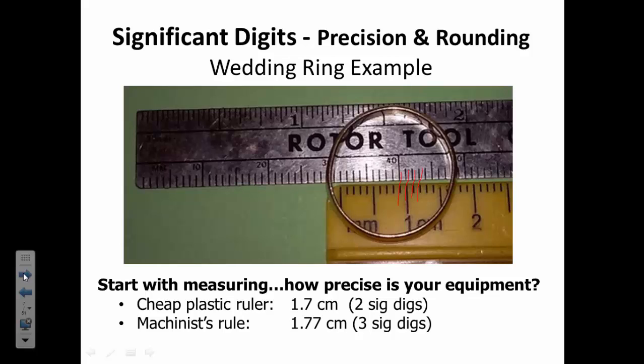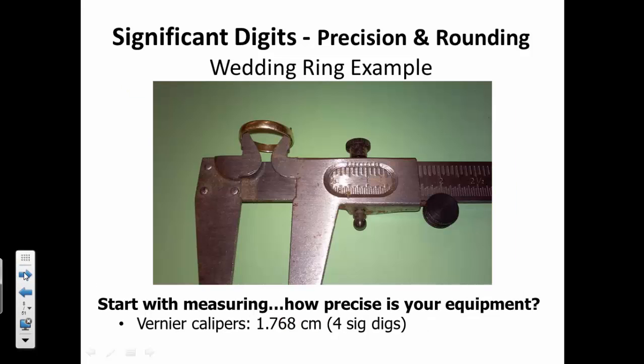But I can take a measurement with either of these, but with the machinist rule I can be a little more accurate, and I can actually interpolate between the spots. You know, if I fall halfway in between, that's half a millimeter, and I can do a little bit of estimating. That's what I did. I said, oh, it's more than halfway, so maybe it's 1.77 centimeters. You can also use other devices.